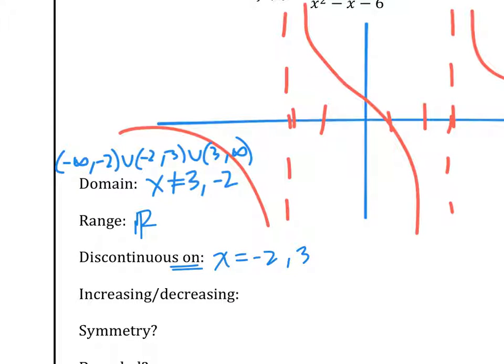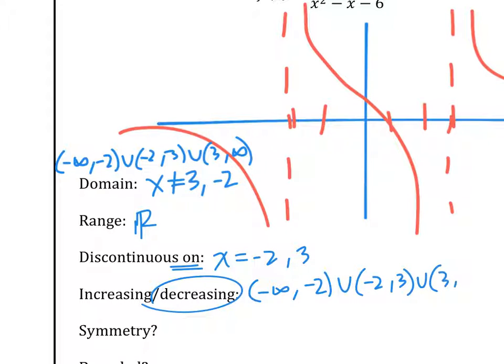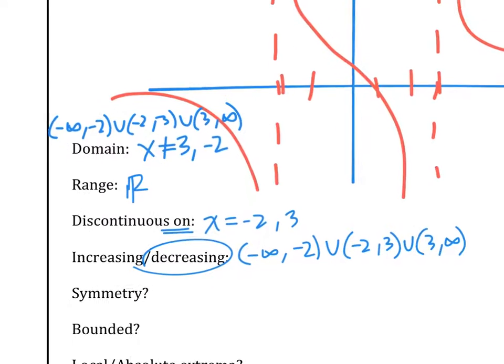Andy, increasing, decreasing. Where is it decreasing? Decreasing has to be an interval. Oh man. Okay, I'm glad we reviewed. Okay, so it's decreasing everywhere. It's always decreasing, so basically the same parts as the domain.